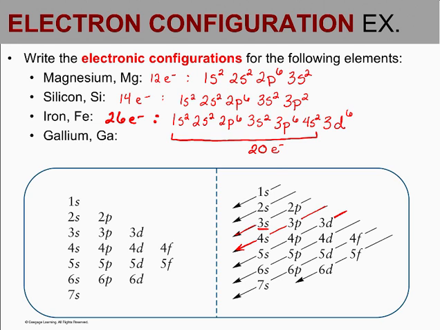So this would be our electron configuration for iron. So we've got 1s2, 2s2, 2p6, 3s2, 3p6, 4s2, 3d6. So this is a long electron configuration, and in a bit I'll show you how you can abbreviate the electron configuration even further.